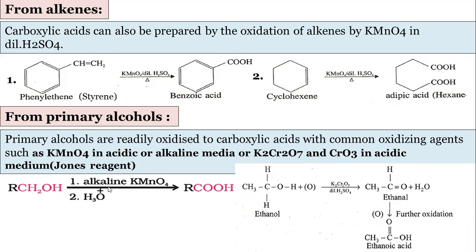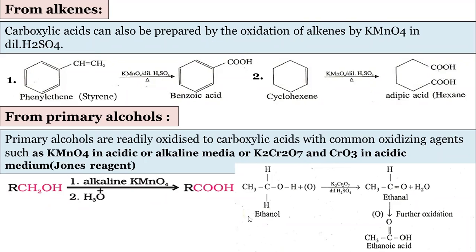If instead of alkaline KMnO4, PCC (pyridinium chlorochromate) is used, the reaction will stop at the aldehyde stage. We don't get the carboxylic acids. So for the preparation of carboxylic acids, alcohol should be oxidized with a strong oxidizing agent. One example is given here, ethanol.